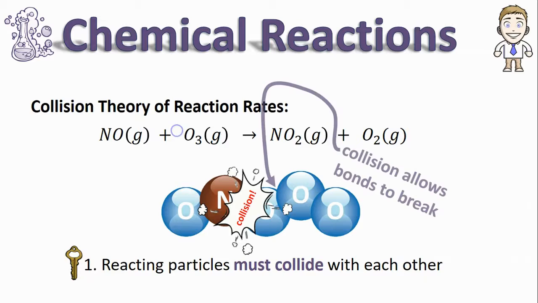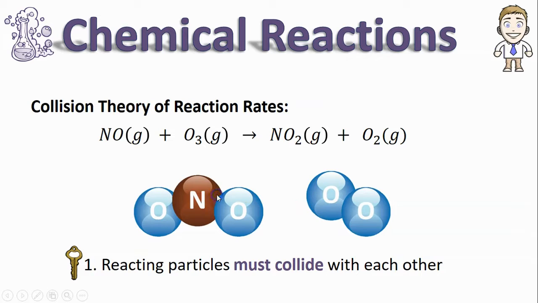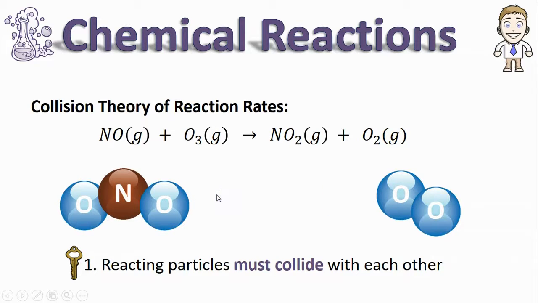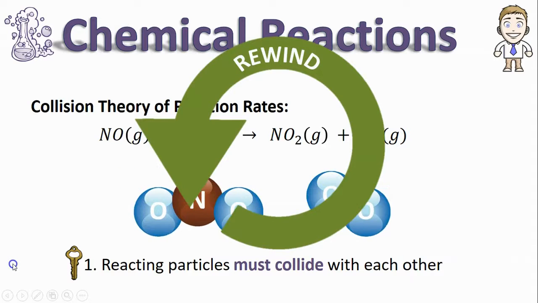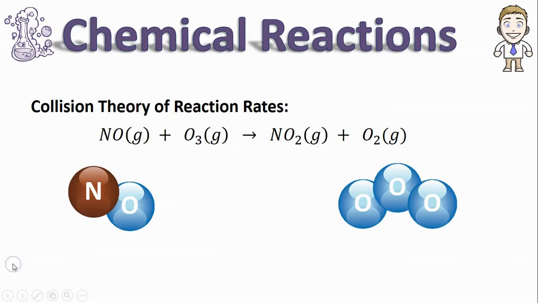Now, if that collision has enough force behind it, it will allow the bonds to actually break. Here, the bond between these two oxygens is going to break. That oxygen atom snaps off, reattaches to the nitrogen atom. If you do that, we've formed our products, NO2 and O2. So the reaction has taken place only because the collision happened. Now I want to rewind this reaction back to before the collision took place. So I'm going to bring my reactants back because there's some other aspects to this collision theory.